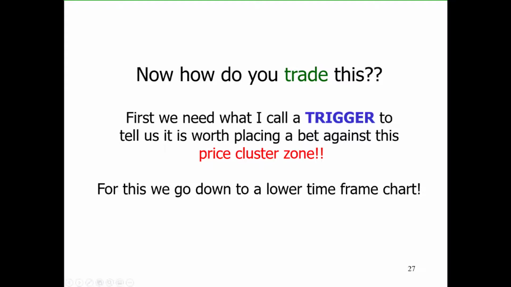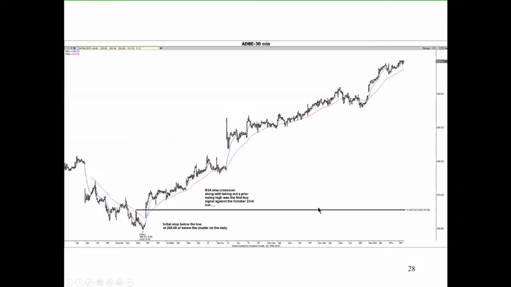And for this, I go down to a lower time frame chart. You do that because you want to get triggered into the setup as close as possible to where your definition of risk is, so that you're not risking a ridiculous amount of cash. So here's an example of what I would call a swing trade trigger in Adobe. This is a 30-minute chart. This is where it tested that key support. And then once you both took out a prior swing high and you had the 8/34 EMA crossover, that was your buy signal in Adobe.